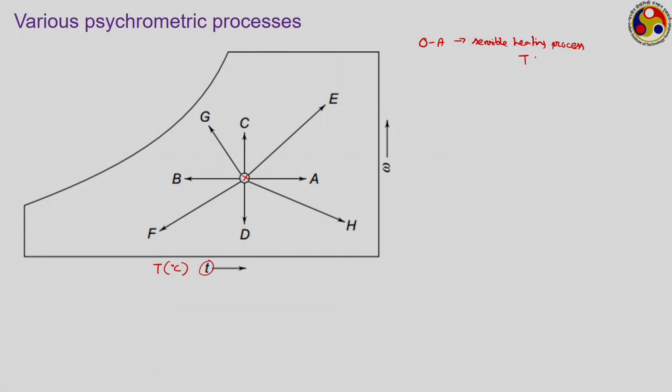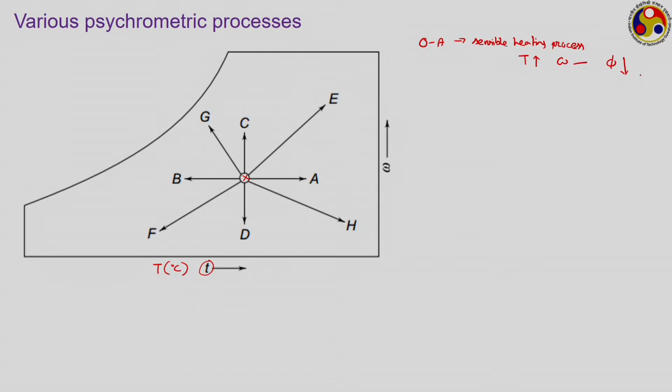Your temperature is increasing, specific humidity remains constant. What about relative humidity? What will happen to the relative humidity? We know that as the temperature is increasing, the saturation pressure corresponding to the temperature also increases, and therefore the denominator term in the definition of the relative humidity keeps becoming larger while the numerator remains the same, and therefore phi decreases.